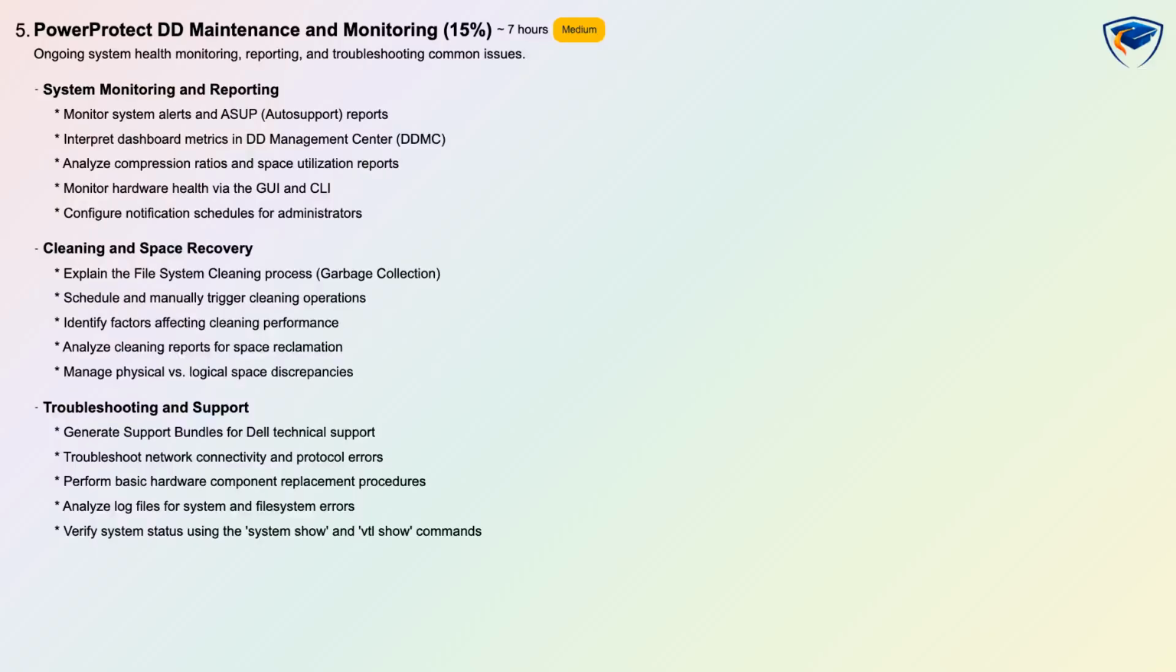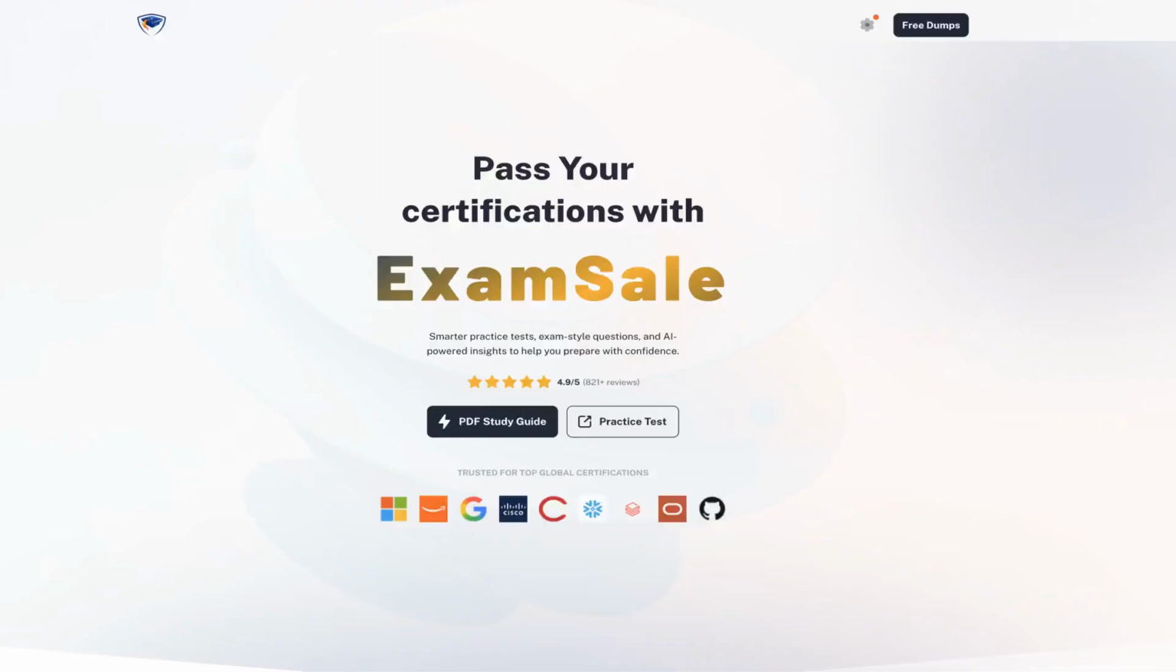The maintenance topics include file system cleaning and garbage collection, scheduling and triggering cleaning operations, analyzing space reclamation reports, troubleshooting network and protocol errors, generating support bundles, basic hardware replacement steps, and using commands like system show and VTL show to verify status. That wraps up the syllabus overview and study priorities for the Dell PowerEdge Professional Exam.